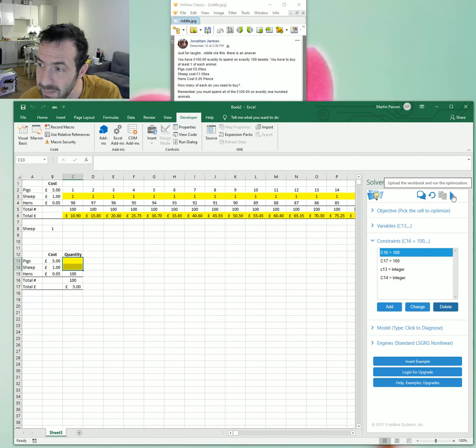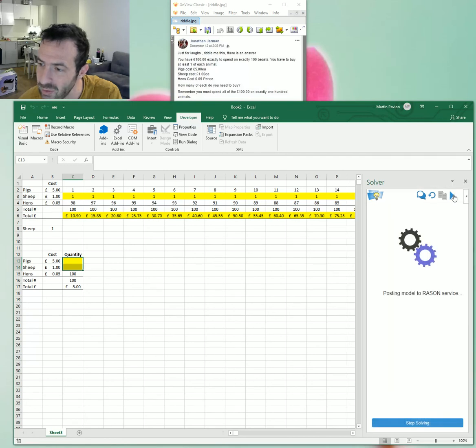And we click on play, and it sounds really complex, posting model to RACON service. Don't quite know what that means, but it does sound like it's doing a load of work for us. Not sure why it's taking longer than usual. Normally it just takes a few seconds. Maybe an internet issue. But we'll see where it goes. Literally, progress loading.